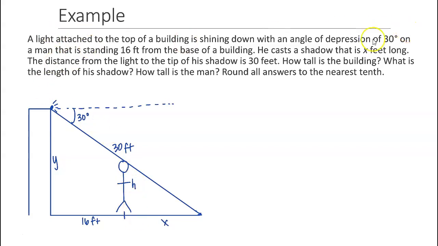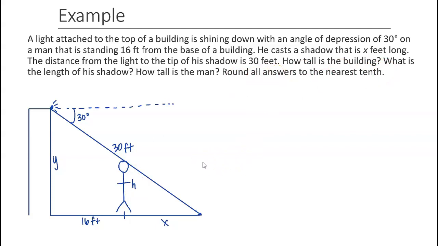Okay, so we just want to make sure we have everything correct. Feel free to double, triple check reading the problem, all the values. So the light is on the top of a building. It's shining down with an angle of depression, from a horizontal line of sight down, shining down on this man that's standing 16 feet away from the base of that building. He casts a shadow that's X feet long, so here's his shadow, and the distance from the light up here on the top of the building to the very tip of the shadow is 30 feet. And then how tall is the building? How long is the shadow? How tall is the man? Round all answers to the nearest tenth.